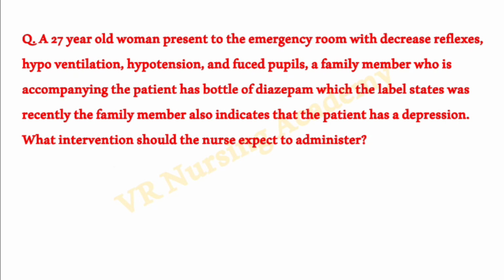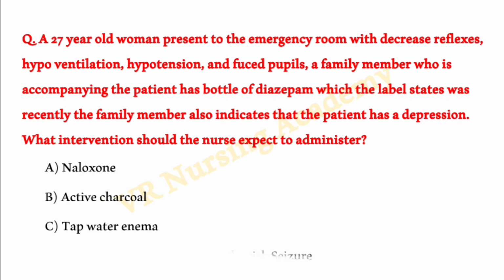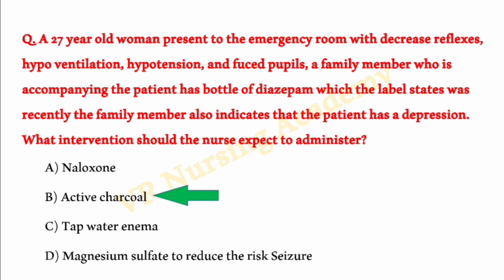Option A. Naloxone. B. Activated charcoal. C. Tap water enema. D. Magnesium sulfate to reduce the risk of seizure. Which is the correct answer? Option B. Activated charcoal.